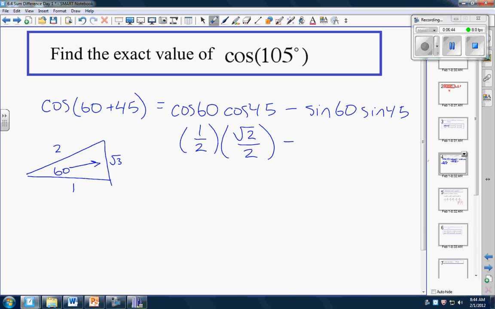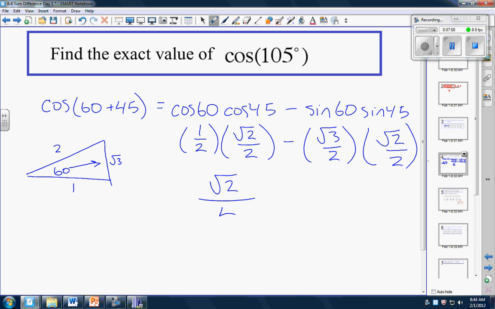So we come back to our triangle. Square root of 3 over 2. Sine of 45 is the same as the cosine of 45, square root of 2 over 2. All we got to do now is simplify this. Multiply fractions straight across. Square root of 3, square root of 2 is the square root of 6 over 4. Put your answer together.